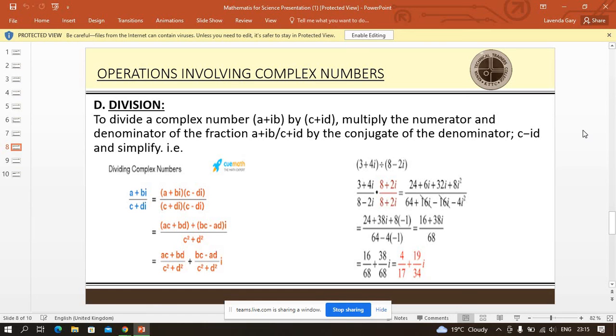Now, if you perform that operation, you will end up having 4 over 17 plus 19 over 34i. So what will be the real number? The real number is 4 over 17. And the imaginary part? 19 over 34.